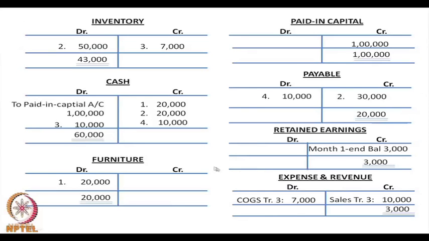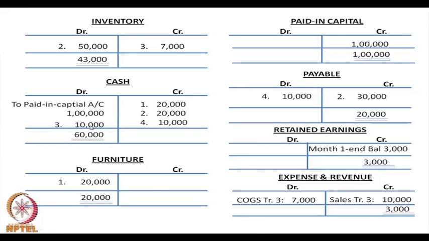Now, let us look at 3. First, the inventory position has come down, because 7,000 rupees worth of goods that he had bought earlier, he was able to sell. So, inventory being an asset, the value is reduced by 7,000, therefore, this amount is credited to inventory, and he could get 10,000 rupees by selling it. Therefore, cash position has gone up. Cash being an asset, this amount is debited to cash in the third transaction.